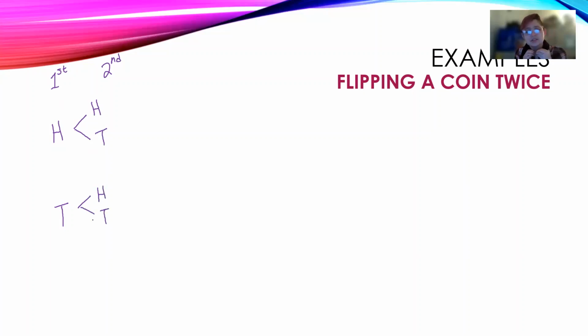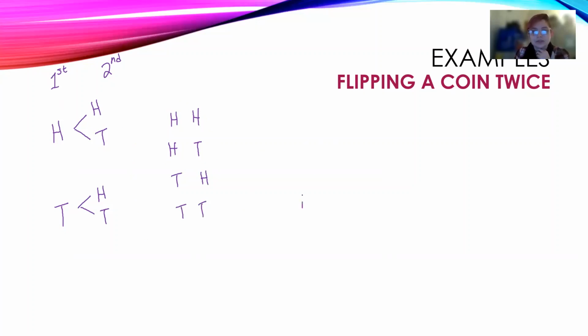Now my actual sample space would be a list of the outcomes. So I'm going to follow each branch. I could get heads, heads. I could get heads and tails. I could get tails first, heads second. Or I could get 2 tails. And this is my sample space for the tree diagram.